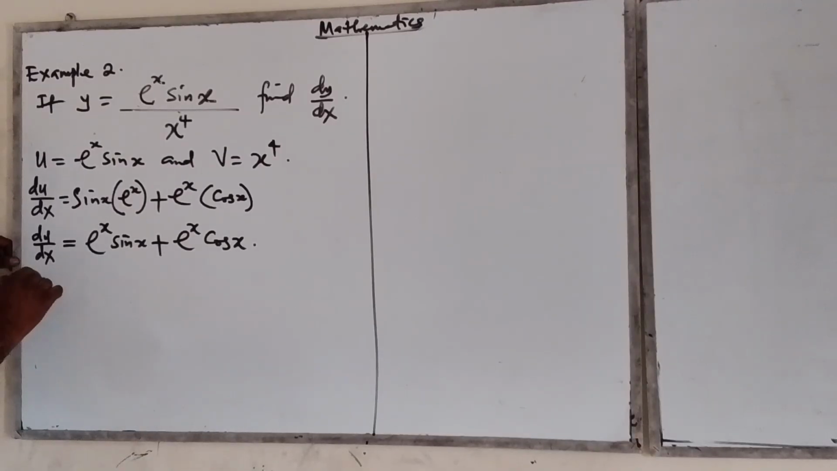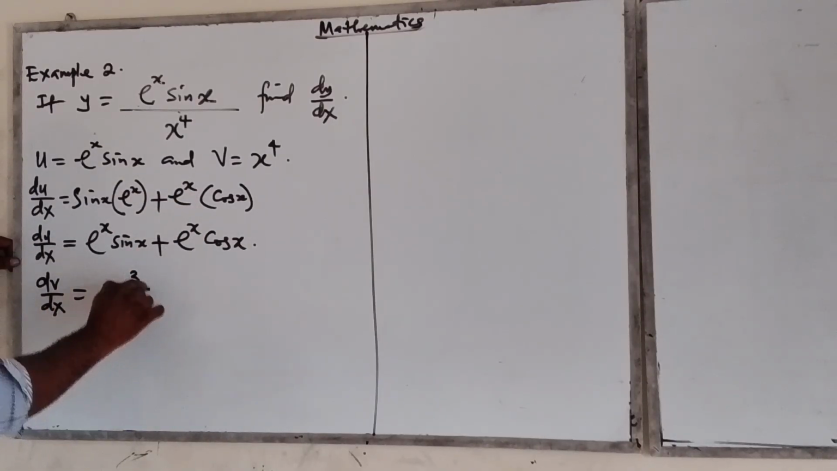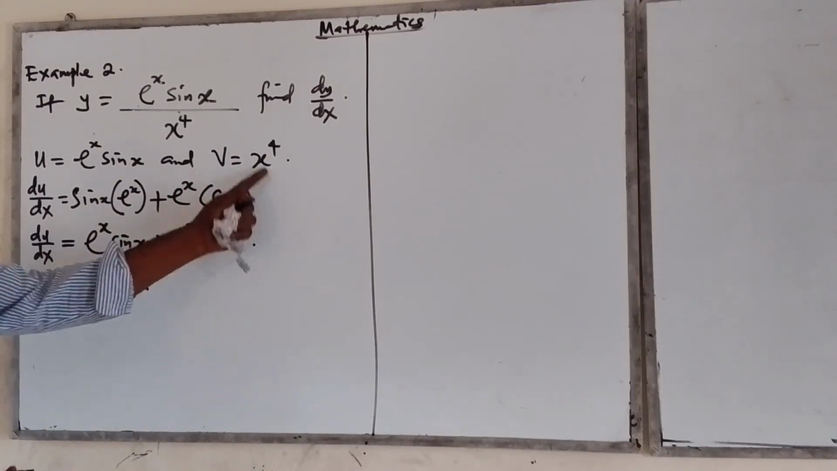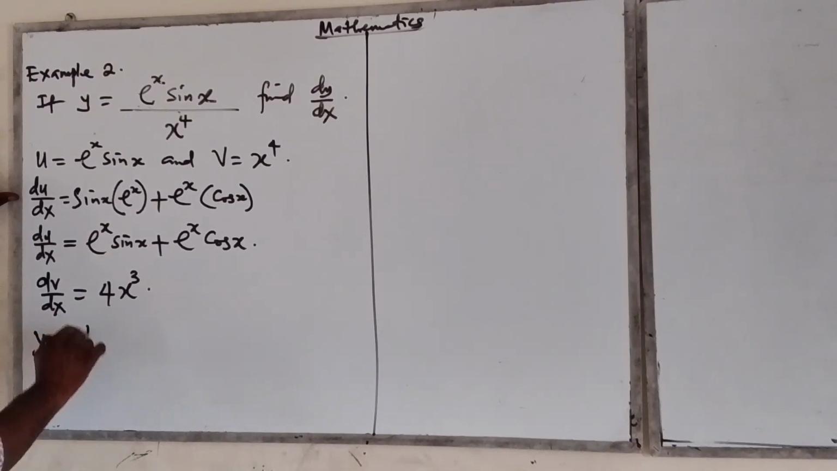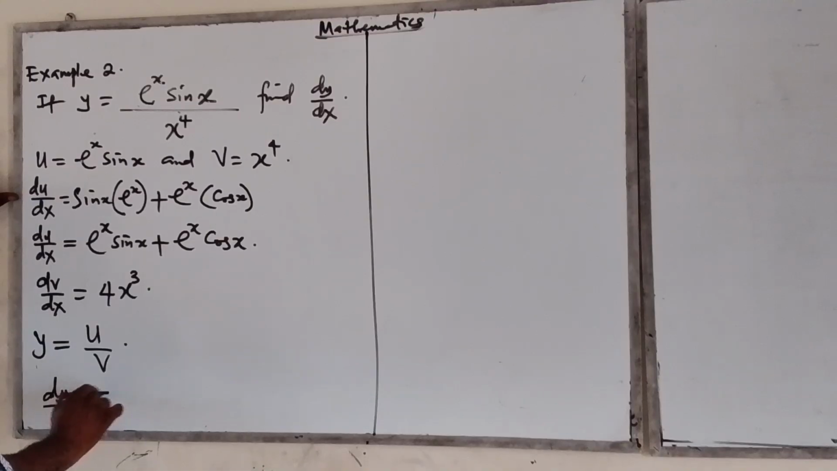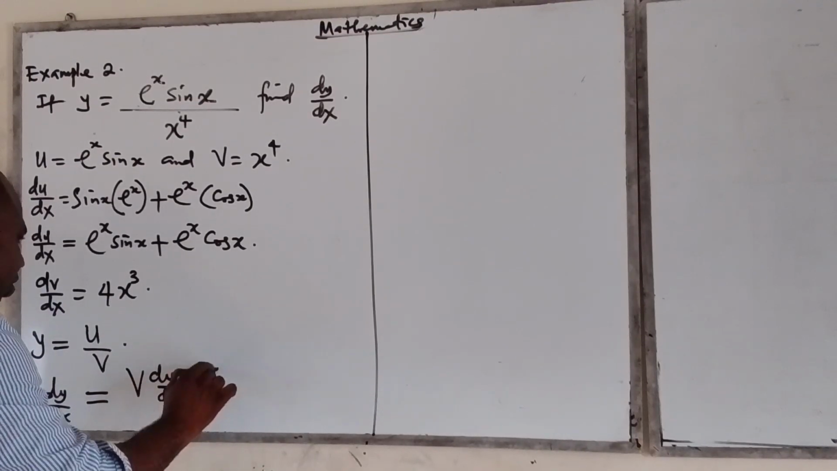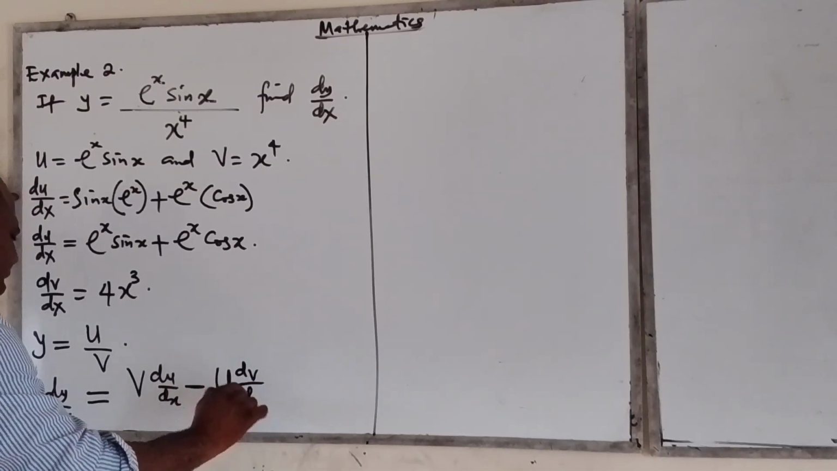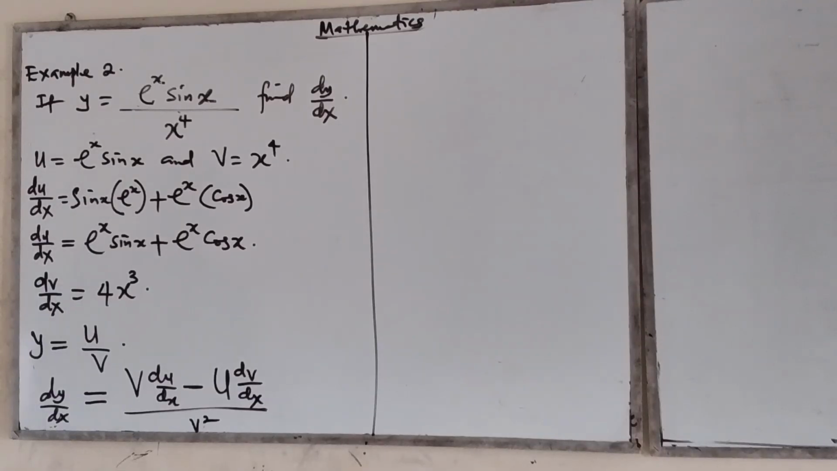Now let's see the value of dv over dx. Dv over dx is 4x raised to the power of 3. When you differentiate x raised to the power of 4, it gives 4x raised to the power of 3. Now coming back to the quotient rule, we said if y is equal to u all over v, then dy over dx will be equal to v du over dx minus u dv over dx, everything over v squared. Yes, that is the quotient rule.